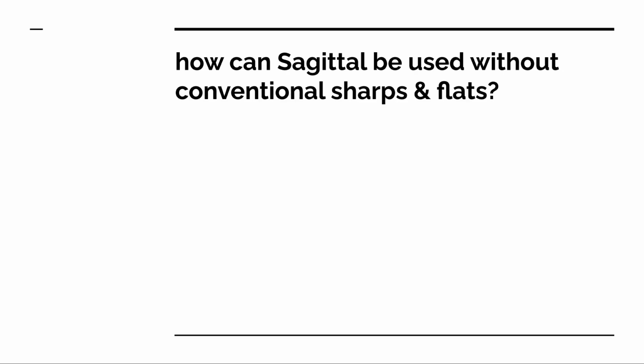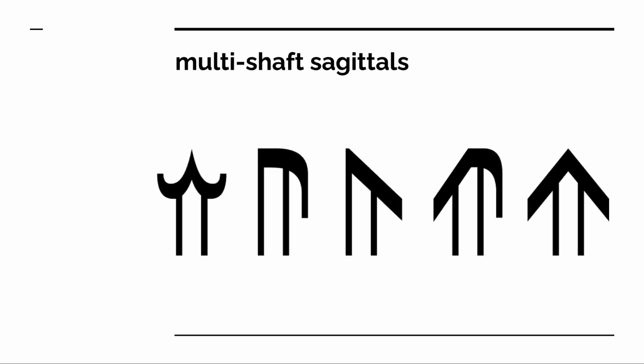The first big question we're going to answer here is, how can sagittal be used without conventional sharps and flats? The answer is multi-shaft symbols. With this answer, we simultaneously answer a different question that was posed earlier, but had its answer deferred. That question being, what are the other Spartan symbols? Yes, these 5 new symbols are in the Spartan sets, too. I didn't show them to you earlier because at that time I was just trying to show you the minimum amount of information to start basically using sagittal.